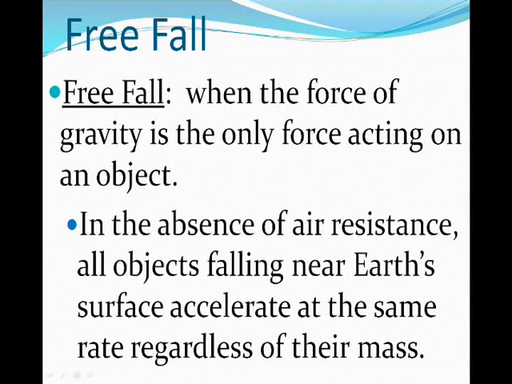But in the absence of air resistance, all objects falling near Earth's surface are going to accelerate at the same rate, because gravitational pull on Earth is always 9.8 meters per second squared. And that doesn't depend on their mass. They're all going to fall at the same rate, okay? And we'll do something in class to demonstrate that.